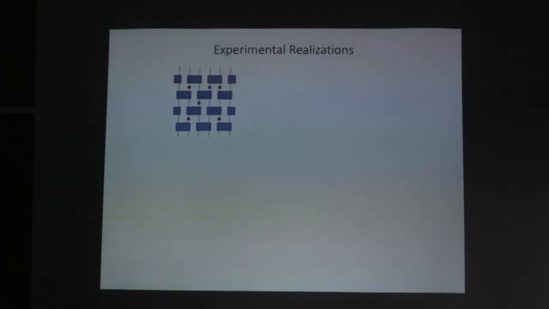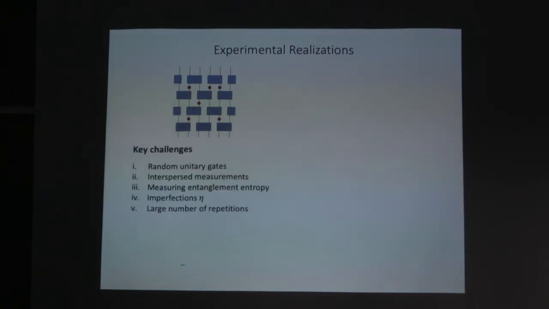So if you want to realize this system with the experiment, there are a few challenges that you need to address. The first one is implementing naively unitary gates and performing the interspersed measurements, and measuring entanglement entropy and imperfection in a large number of repetitions. Most of them can actually be resolved. For example, because we know the important thing is the information scrambling, the random unitary is not really necessary. Second, the interspersed measurement, as far as I know, has not been implemented in any platform for the control of quantum devices as of now.